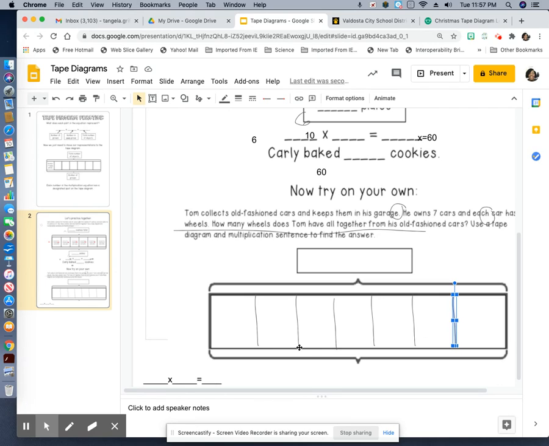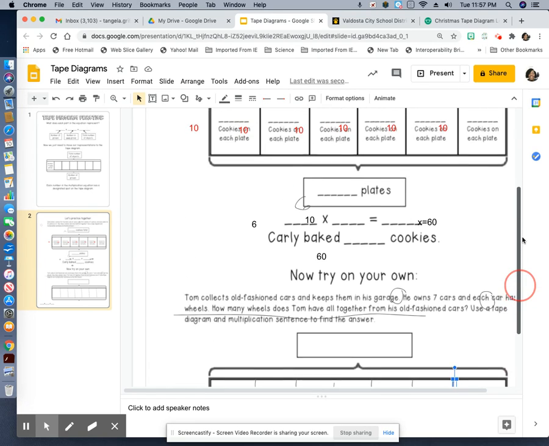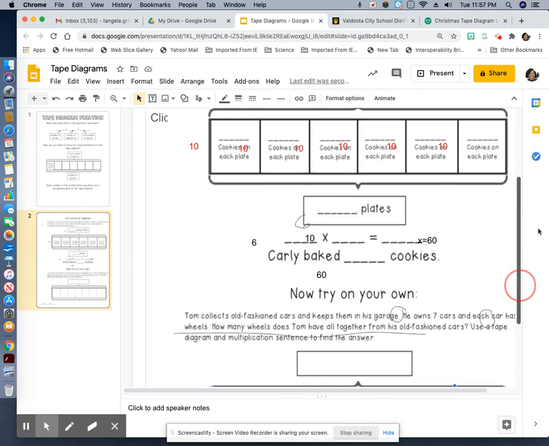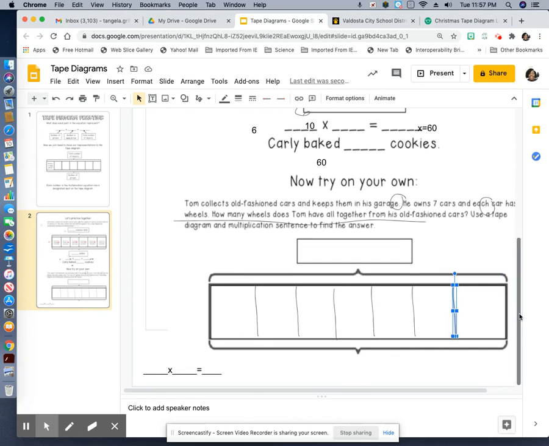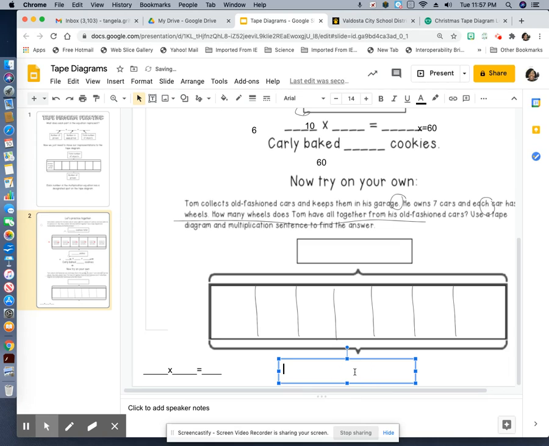So the number in each group. These are our cars. These are the 7 cars. So that would come down here. Where's my box? My box deleted. All right, I have to put another text box down here. So this would be 7 cars that will go there.